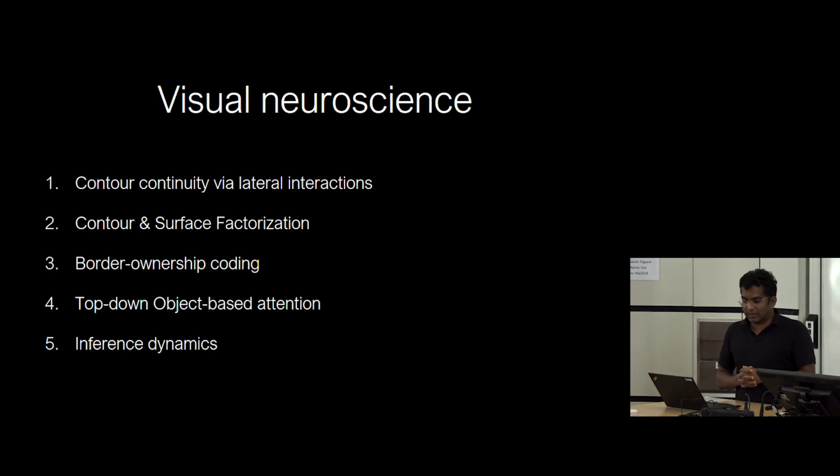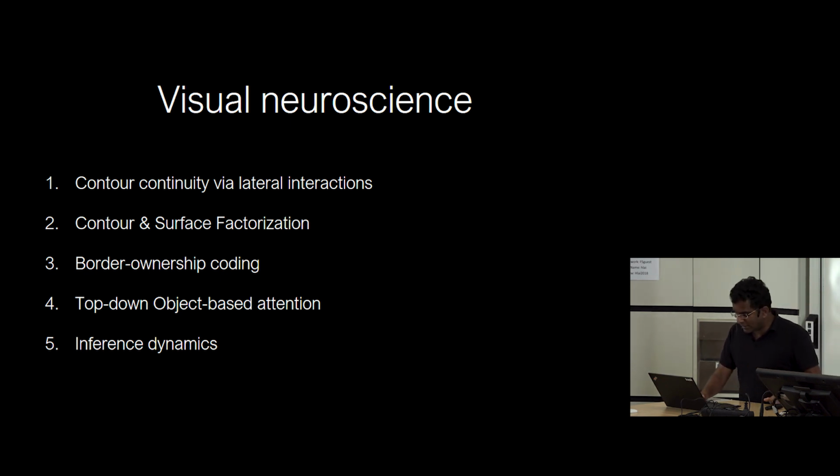So these are, for example, some of the requirements that went into our model: contour continuity via lateral connections, contour and surface factorization, border ownership coding, top-down object-based attention, inference dynamics. These are all properties of the visual system that we know. There is existing data for these properties. Neuroscience researchers have actually gone and really probed the brain and found out what exactly is happening there. So we took it that we have to build a model that incorporates many of these constraints.